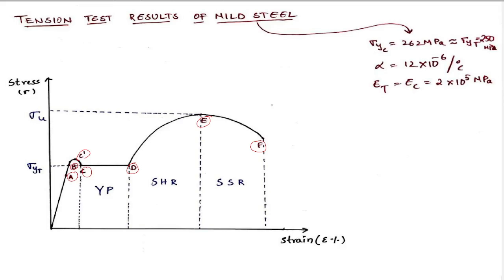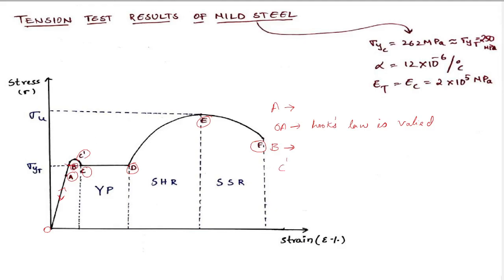Now, let's see each point one after the other. Point A is nothing but the proportionality limit. OA is the linear portion of the stress strain curve. In this region OA, Hooke's law is valid. And point B is known as the elastic point. Till B, if we apply any load and remove the load, this path will be followed again, like the loading path and unloading path will be the same.